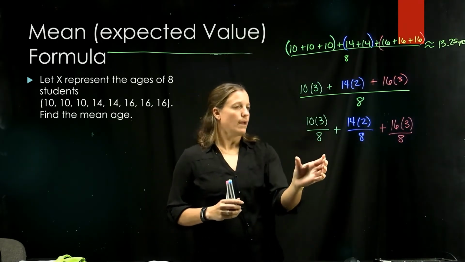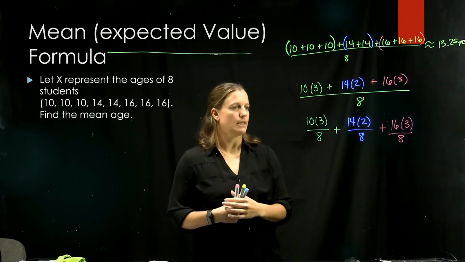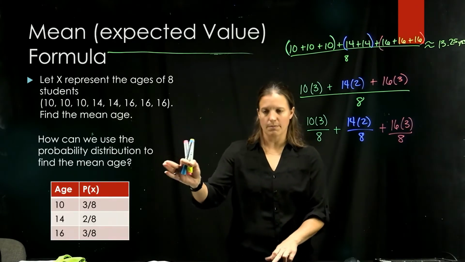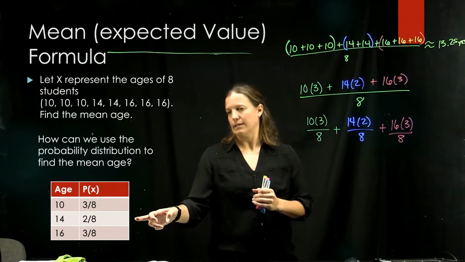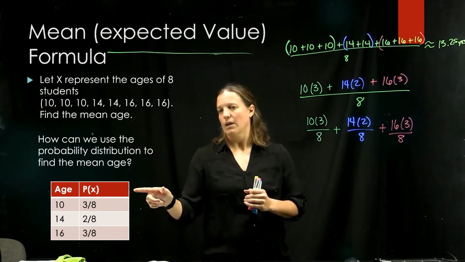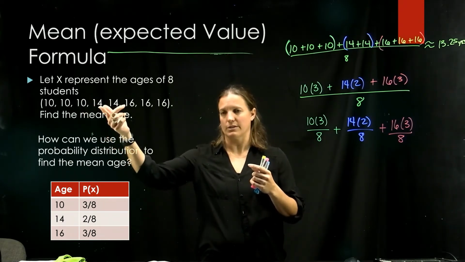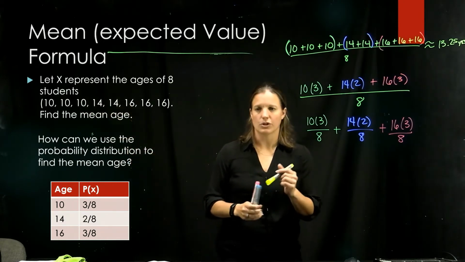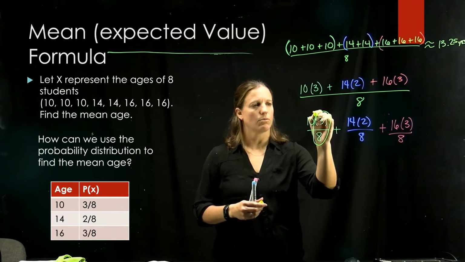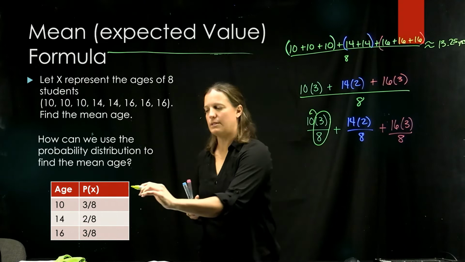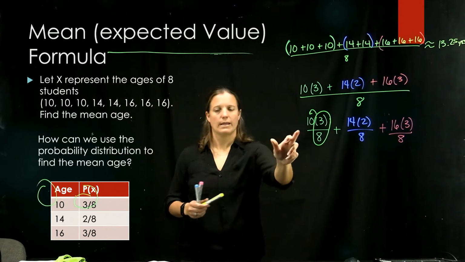And now what we have here is kind of an interesting thing, because if we were to make the probability distribution of our values, it turns out that based off of our data set here, the probability of randomly picking somebody that was 10 would be 3 out of 8, because there's 3 10s in our list, 8 total options. And what I want you to notice is that this 3 out of 8 shows up right here, right alongside our 10. So you'll see we have the 3 out of 8 and the 10 right here in our formula.